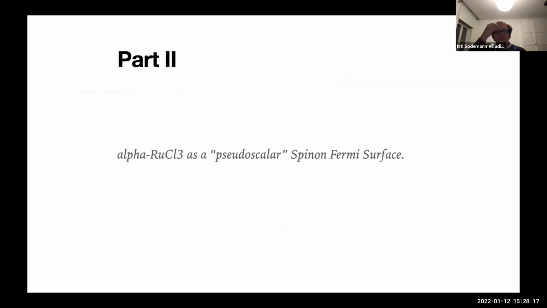But let me move on to try to cover ruthenium chloride. What I just told you is the story of the traditional spinon Fermi surface state, the Anderson spinon Fermi surface state. So I want to introduce a new kind of spinon Fermi surface state that is inspired by these recent experiments in alpha ruthenium chloride.